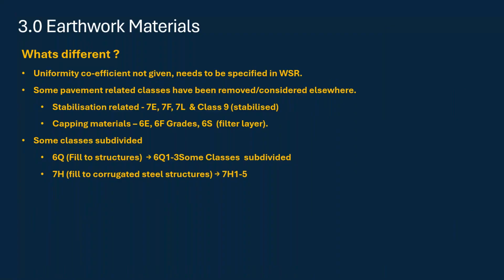pavement formations and foundations, subformation, etc., has been removed. Whether that refers to stabilized formations with lime or cement, in some of the class 7 materials before that's done, and class 9 once it's been applied, that's all been taken out. And likewise capping materials. So you won't find your old 6F grades in the new document at all. 6F2, beloved by demolition contractors, what they crush down to, isn't in there.